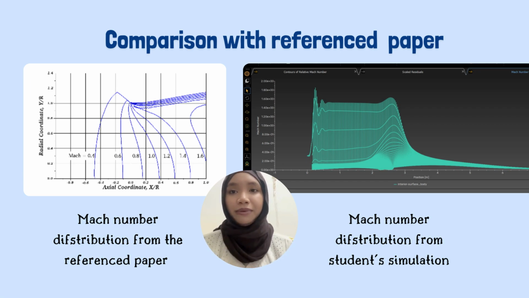Overall, despite these limitations, the CFD result still shows good qualitative agreement with the reference paper and successfully captured the main flows of fluid kinematics.